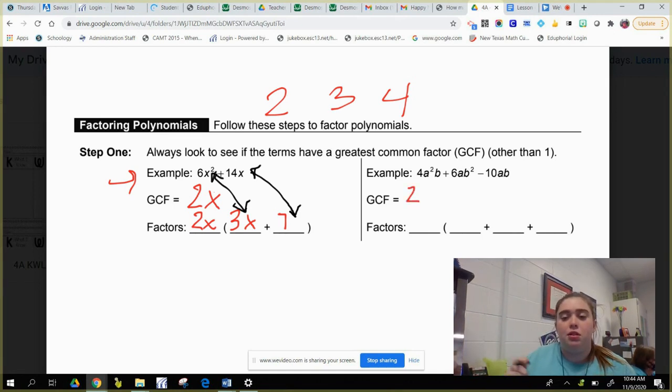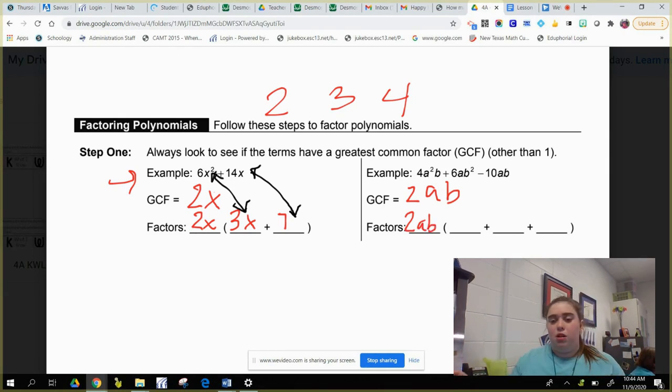All right, now let's consider the variables. So what about a? On the first term, we have 2 a's, since it's a squared. And then on the second and the third one, we only have 1 a. So that means the least amount we have is that 1 a, right? So we could take out 1 a from all of these terms. Okay, now what about the b's? The first one has 1 b. The second one has 2 b's, and the last one also has 1 b. So again, we have at least 1 b in every term, so we can take out a b as well. So our greatest common factor is 2ab.